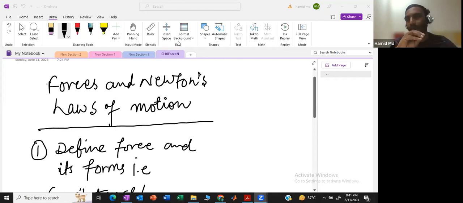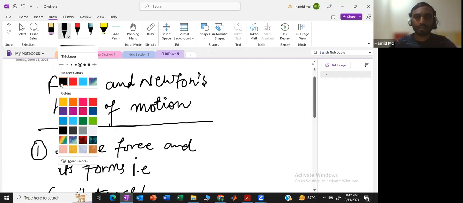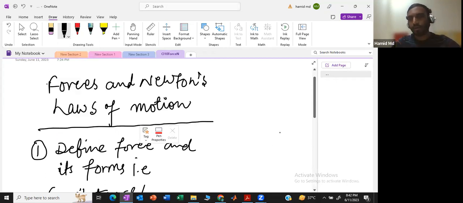In physics, there are a few physical quantities. Are you aware of physical quantities? Can you name them? Scalar quantity and vector quantity.